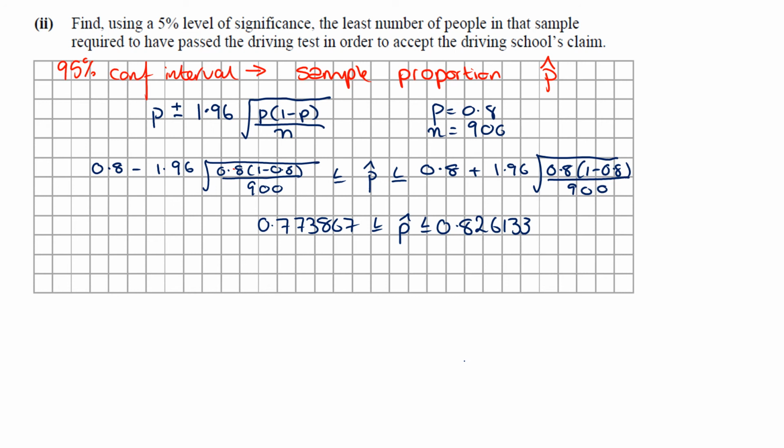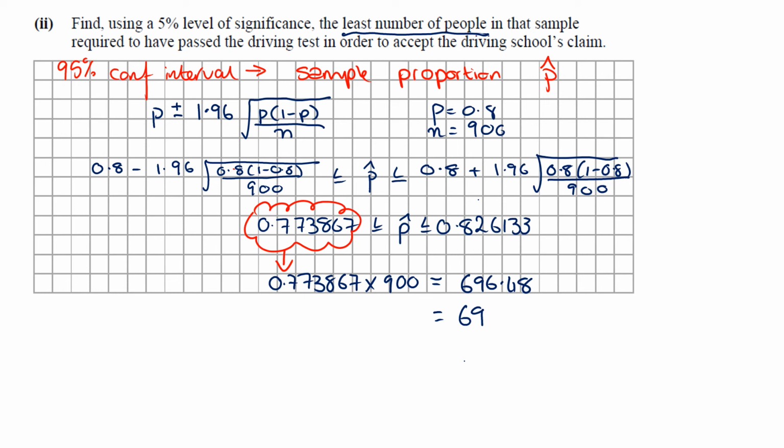But they want the least number of people, so the smallest number. So we are going to actually use this proportion here. So basically what we're going to work out is 0.773867 multiplied by 900 to find how many people that actually turns into. And when we get that, we get 696.48 people, but obviously people can't be part, so 0.4 of a person doesn't work.